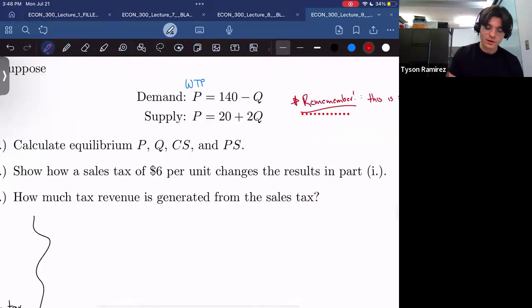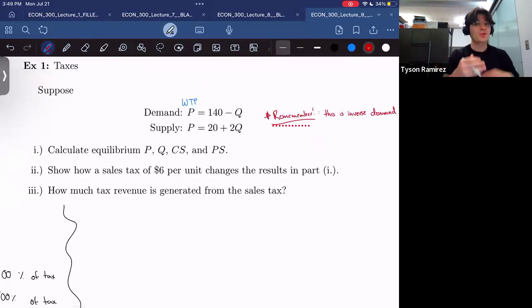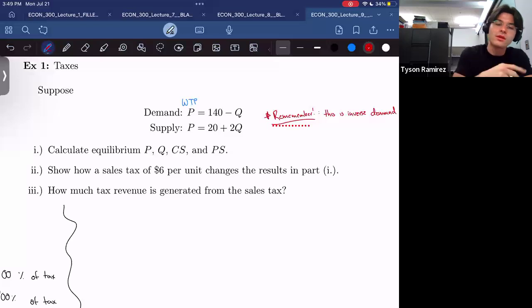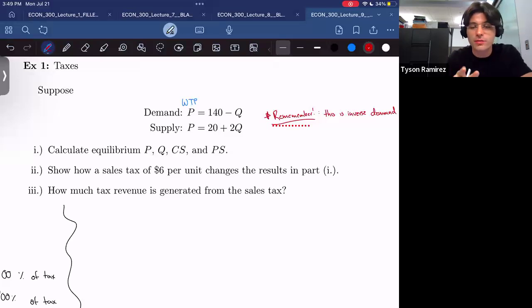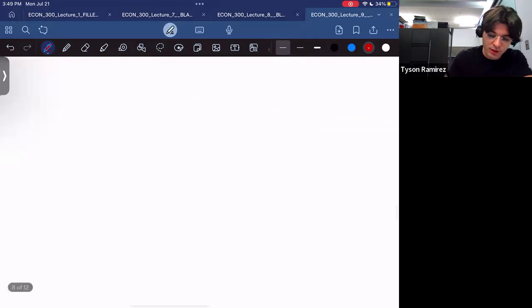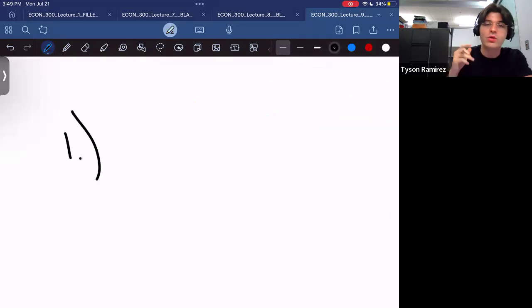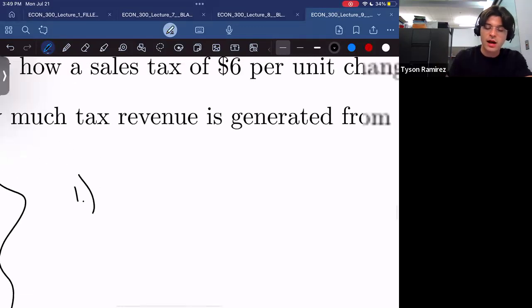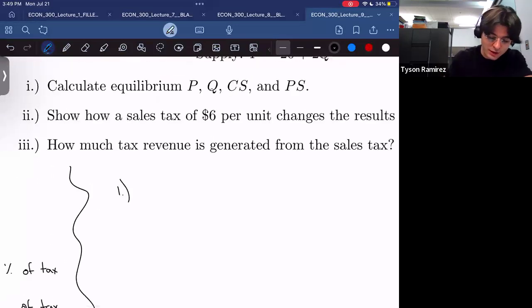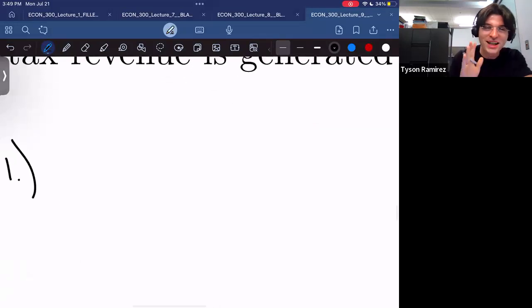Nonetheless, let's actually get to solving this problem. So you might see something like this, like maybe we even saw something like this on the homework that's due tomorrow night. Suppose demand is given in this way, supply is given in this way. I want you to calculate the equilibrium price, equilibrium quantity, and consumer surplus. So you want to give yourself some space here to calculate. Let me write and then speak.